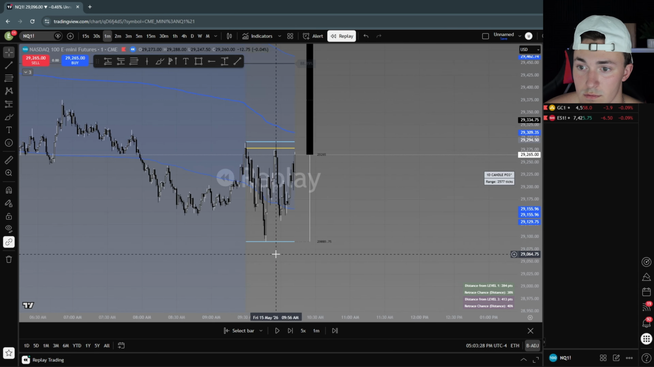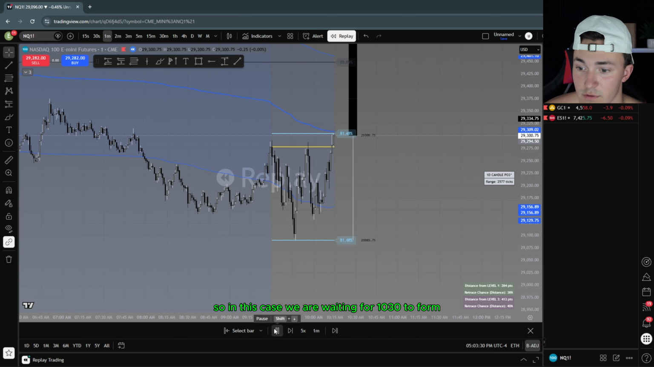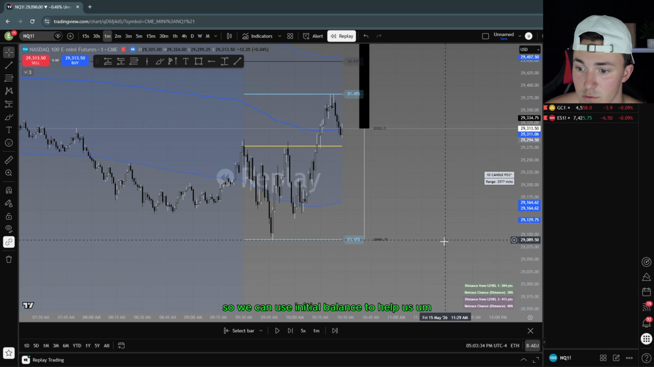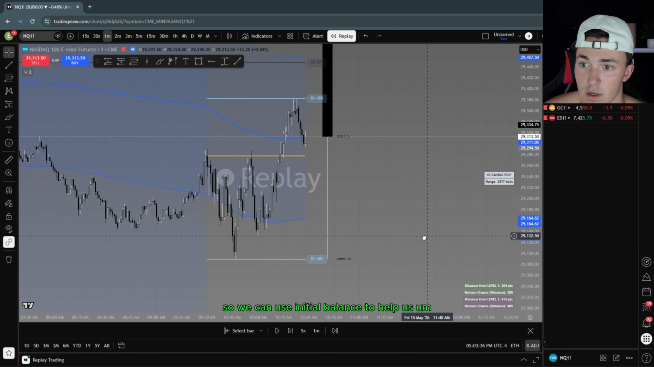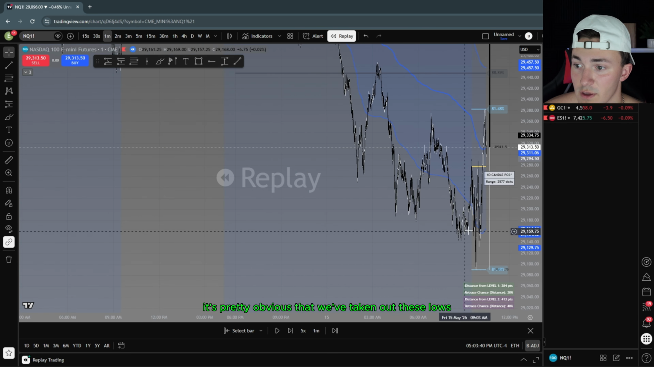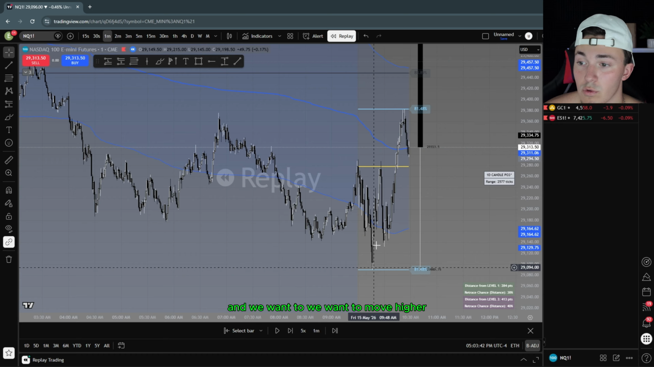So in this case, we are waiting for 10:30 to form, and it forms right here, right? So we can use initial balance to help us find our draw. In this case, it's pretty obvious that we've taken out these lows, and we want to move higher, right?